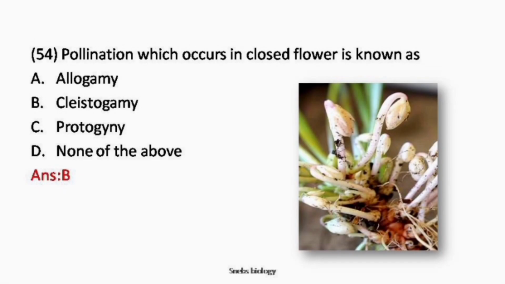Next, pollination which occurs in a closed flower is known as option A, allogamy, option B, cleistogamy, option C, protogyny, and option D, none of the above. So, the correct answer is option B, cleistogamy. Cleistogamy is a condition in which the flower doesn't open. It is an adaptation which is seen in self-pollinated plants.